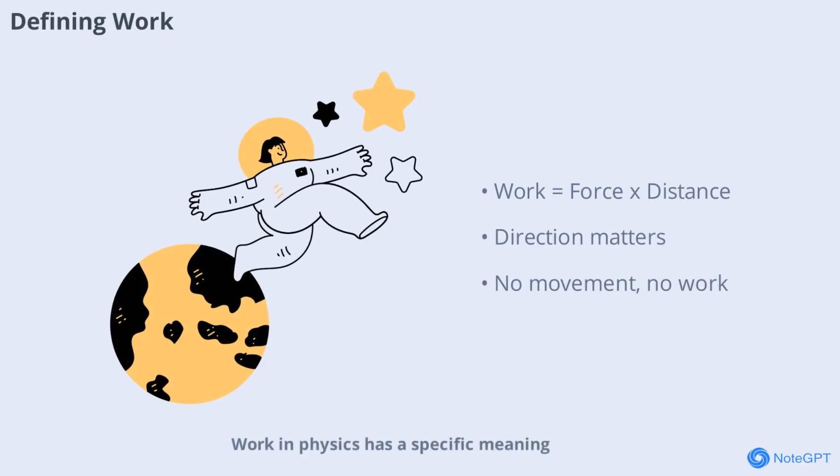Work in physics has a specific meaning. It's done when a force moves an object in the direction of the force. For example, lifting a book off the table involves work because you apply an upward force and the book moves upward. If there's no movement, or if the movement is perpendicular to the force, no work is done in the physics sense. This distinction is important for solving problems and understanding energy transfer.